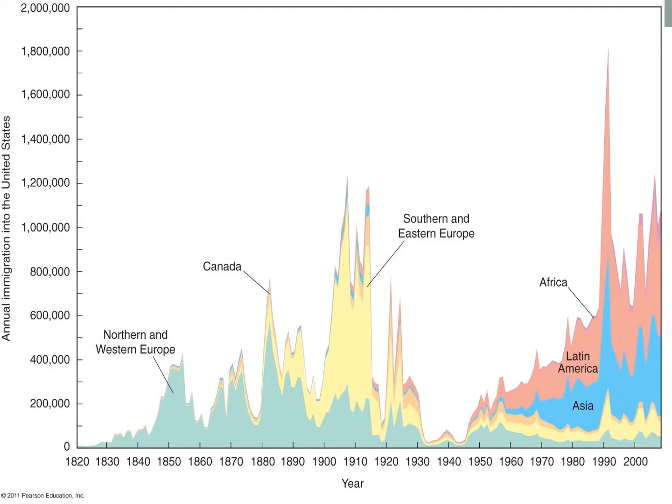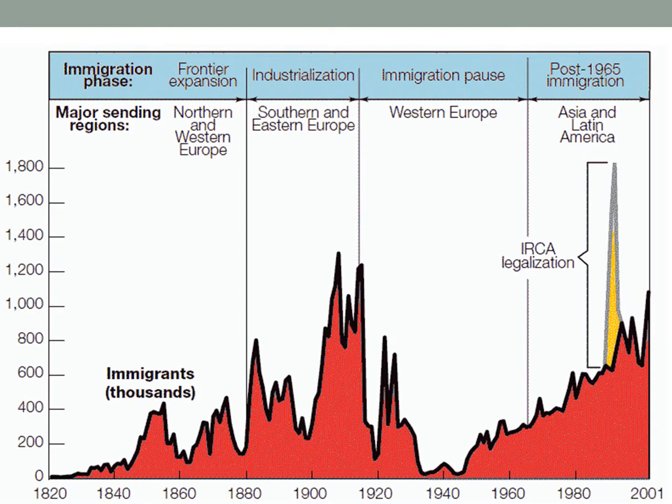Now, you can also see the dips: World War I, Great Depression, World War II. You can see all of those. Now, I want to draw your attention to the giant spike that's over to the right, right around the 1990s. And I want to tell you why that spike is there. To do that, let's look at a different image. Now we can see what that spike is. The spike is labeled as the IRCA legalization. Now, to be very clear, on the last slide, it looks like there was a huge spike in immigration into the United States during the late 80s into the 90s.